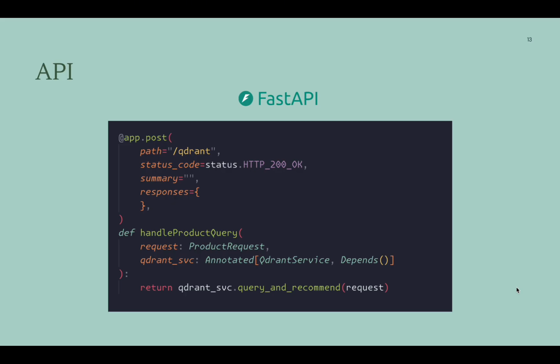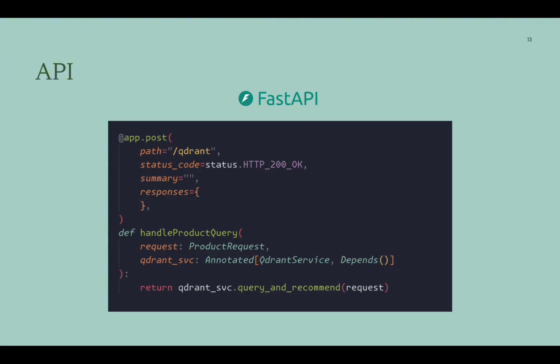The API is designed to support fast, scalable, machine learning-driven product retrieval and recommendation. We use FastAPI as our framework of choice because it gives us clean routing, built-in request validation through Pydantic, and automatic interactive documentation via Swagger UI. At this stage, our primary fully implemented endpoint is /quadrant.